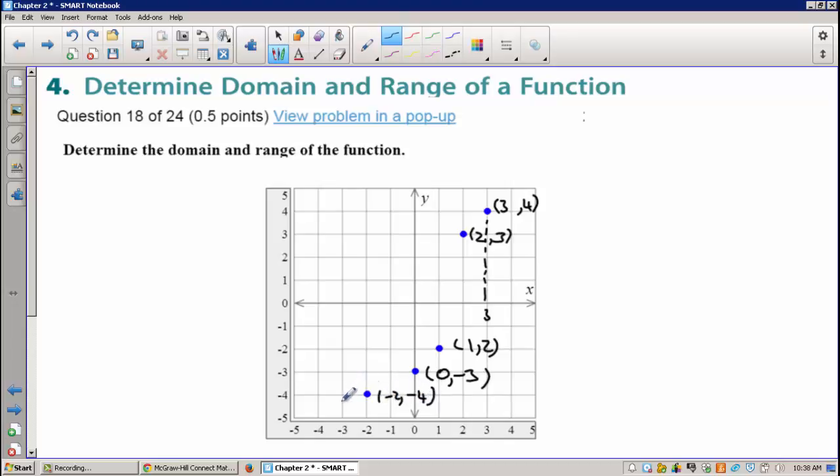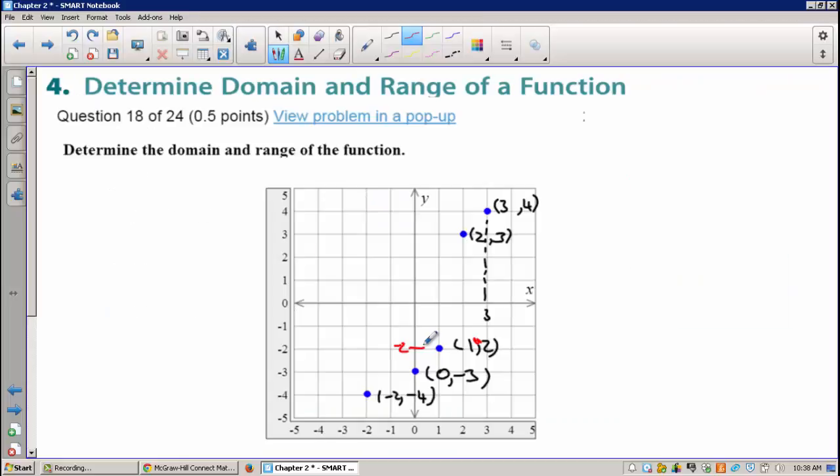Anyone? Where is the mistake? 1, 2 is wrong. It should be 1, negative. Okay, -2. This is negative, right?